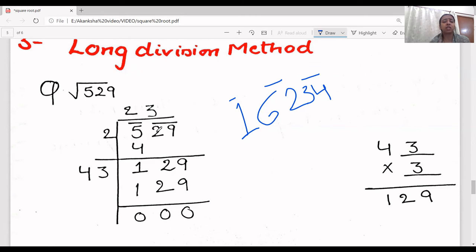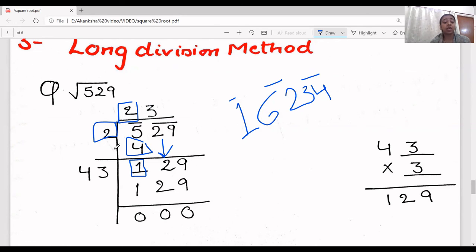1 multiplied by 1 will give me 1. So not very near. 2 multiplied by 2 will give me 4. Yes. 3 multiplied by 3 will give me 9, which is a bigger number than 5. So 2 multiplied by 2 will give me 4. Therefore, I'll write 2 here. And since we are multiplying by 2, we'll write 2 above. Now, this will give me 4. So 5 minus 4 will give me 1. Now we'll be copying the pair down. So 29 will be copied down.